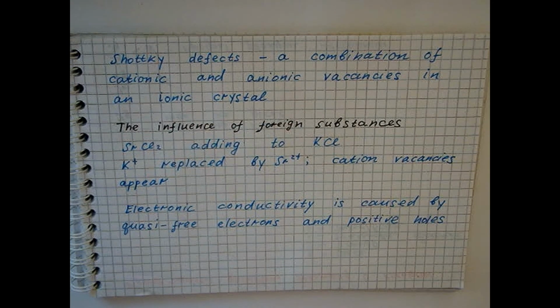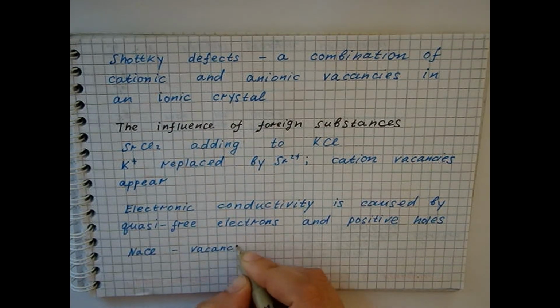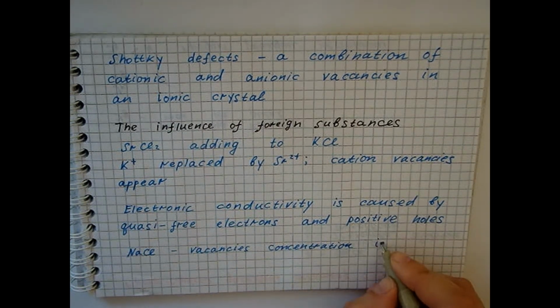The Frenkel-Schottky theory makes it possible to obtain quantitative relationships between the conductivity and the concentration of defects. Therefore, we can calculate the number of defects by measuring the conductivity of a solid electrolyte. In sodium chloride, the concentration of vacancies is equal to 1 vacancy for every 10,000 cations.